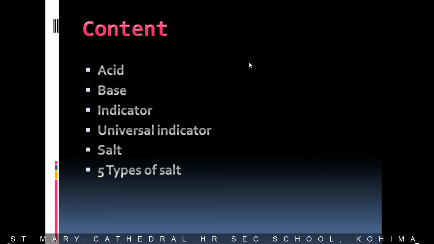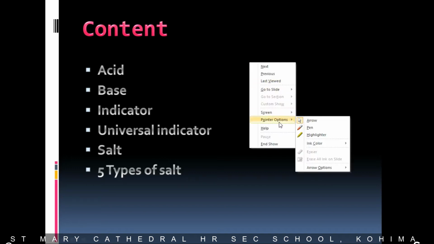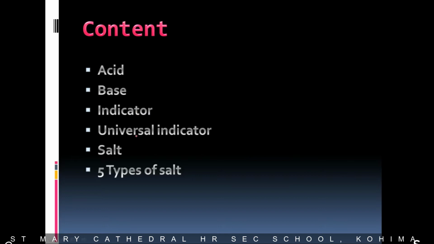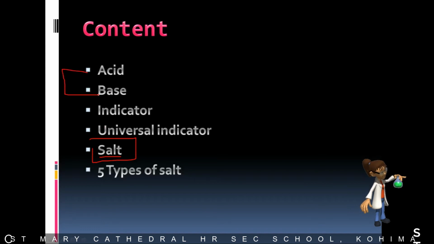In this content, you'll be studying about acid, base, indicators, universal indicators, salt, and 5 types of salt. Here, when we talk about acid base, we are seeing salt over here. What does this salt have to do with acid and base? Let me tell you that when an acid and base react together, they form salt. That's the reason we have to include salt in this topic, okay?